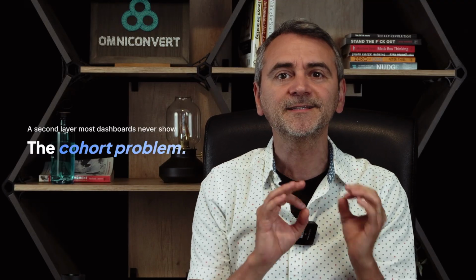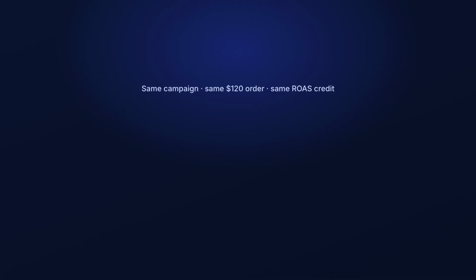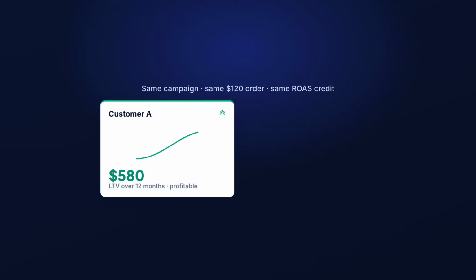There is a second layer to this problem that most operators never see in their dashboards. Imagine two customers. Both acquired in the same campaign. Both placed a $120 order on the same day. The campaign gets the same ROAS credit for each of them. Customer A comes back and purchases again 3 weeks later, then again at 8 weeks. Over 12 months, they spend $580 with your brand. Their lifetime value turns a marginally profitable first transaction into a highly profitable relationship.